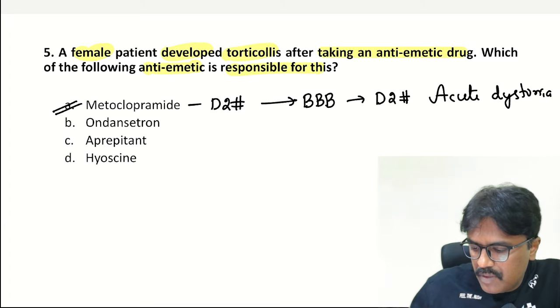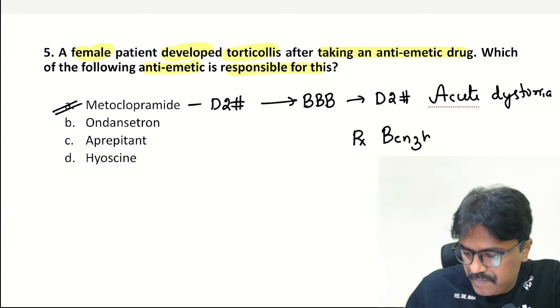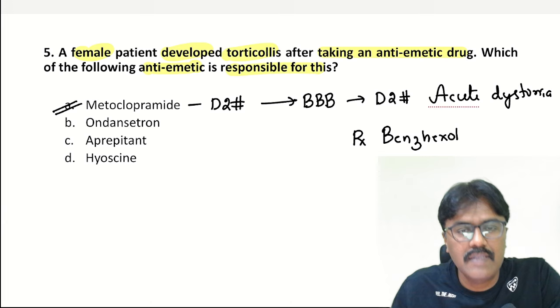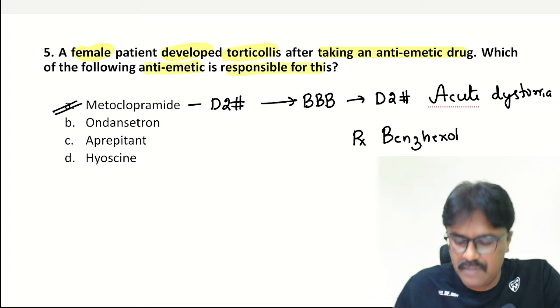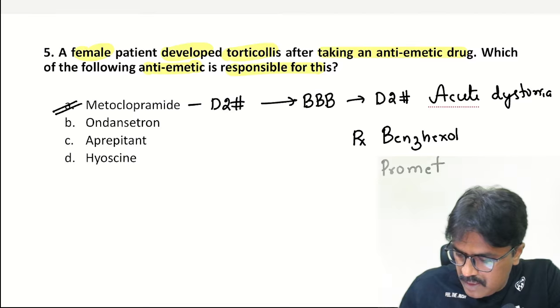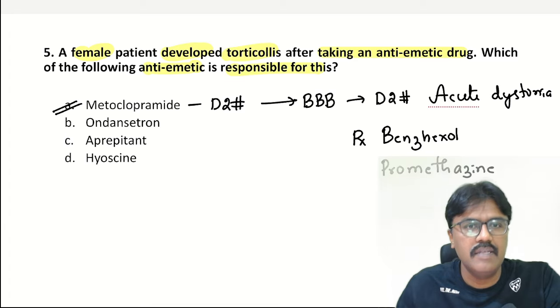And the treatment for this torticollis or acute dystonia is the drug benzhexol. Benzhexol has one more name. It is also called trihexyphenidyl. One more option we can give is promethazine. This is a frequently tested question.